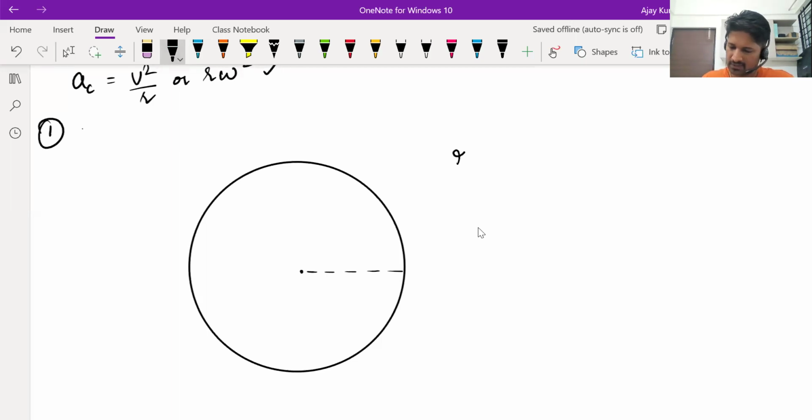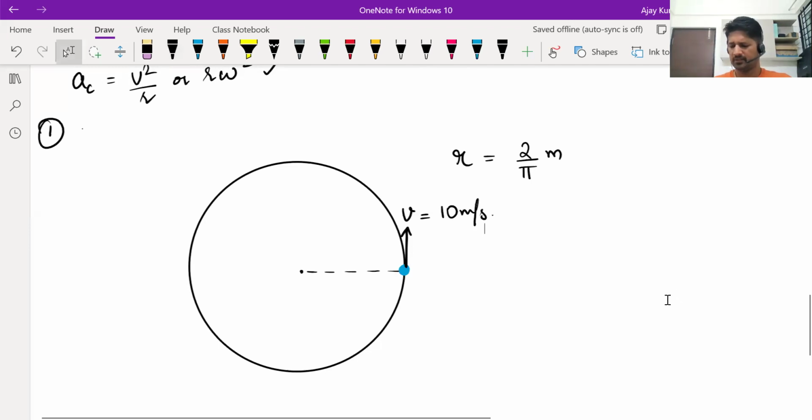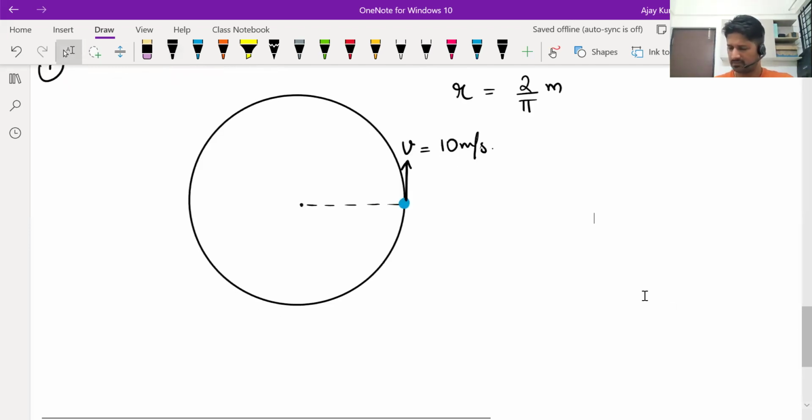Suppose the radius of the circle is 2 by pi meters and an object is initially here. It is uniform circular motion, so we can't say it is starting from rest or anything. We have to give the speed with which it is moving. Let's say the object is moving along the circle with a speed of 10 meters per second. That's quite fast actually, but let it be.